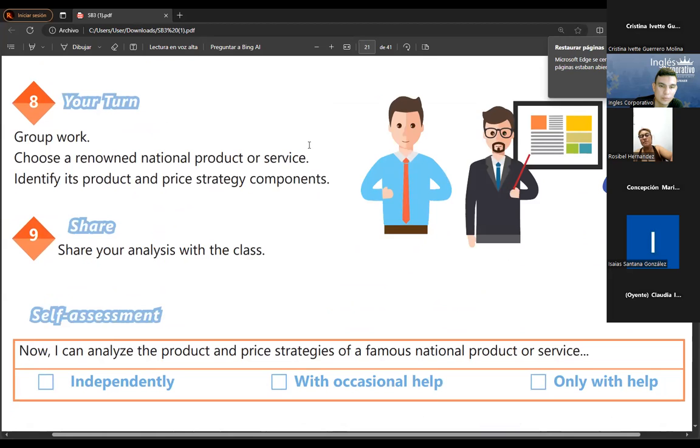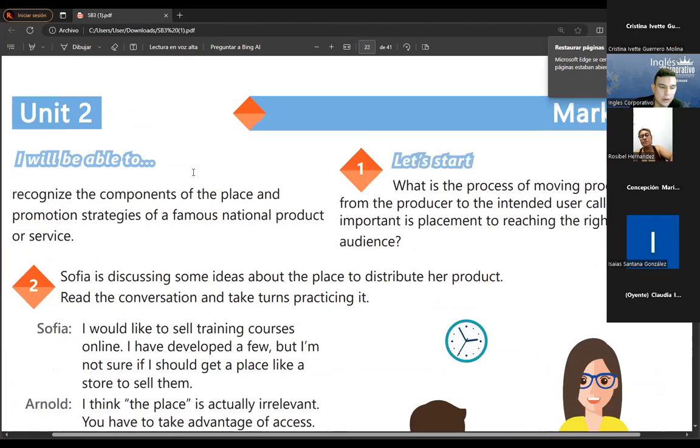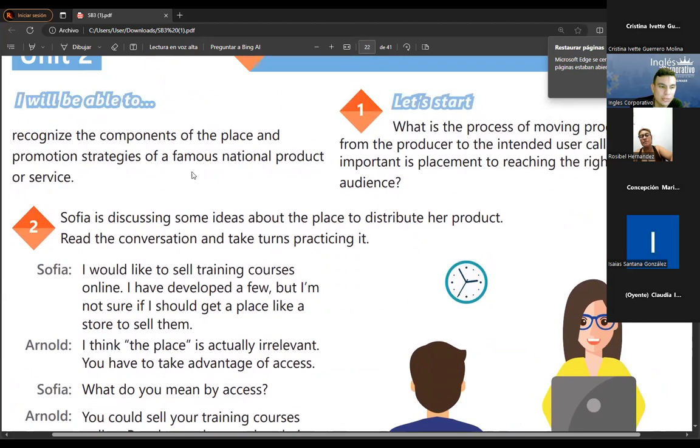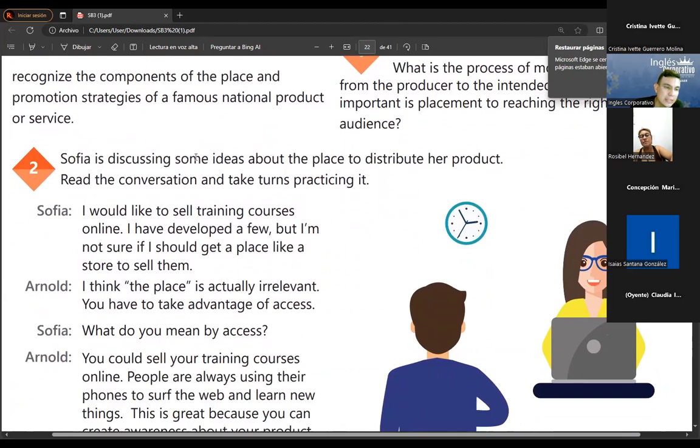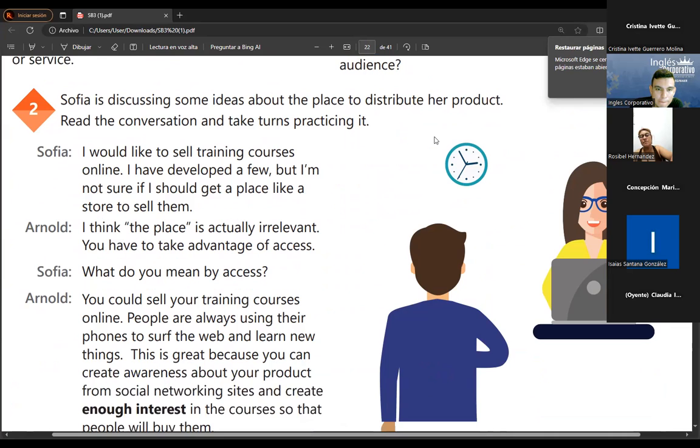Okay, well, now we have another conversation. It says, Sophia is discussing some ideas about the place to distribute her product. Read the conversation and take turns practicing it.